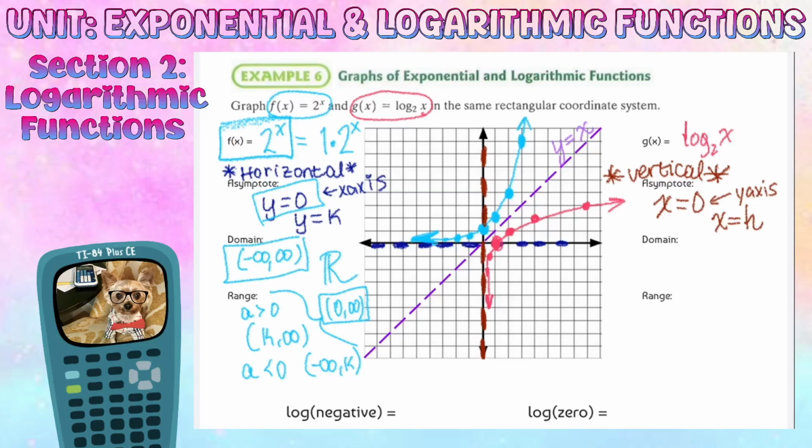As for our domain, depending on the lowercase b in the sense of horizontal stretches and compressions, it's basically from h until infinity, or if you do a reflection horizontally, it's going to be from negative infinity until h, and so on.